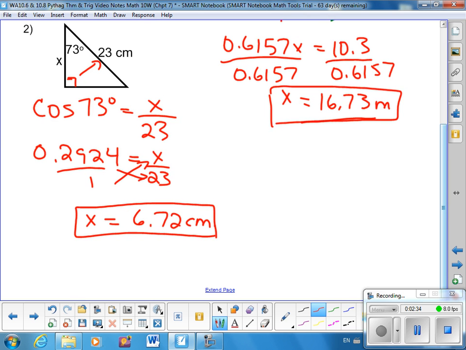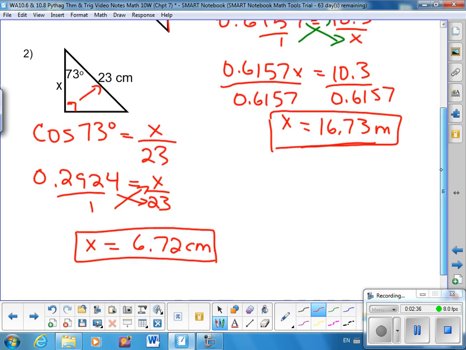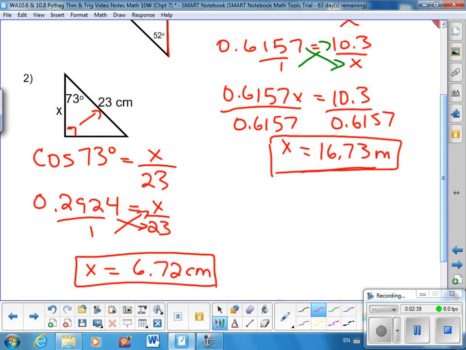Now you'll notice that when you're finding the hypotenuse, there's an extra step, because when you cross multiply, x is on the bottom. When you're looking for a side, it's actually a little bit easier. You have one less step to do.